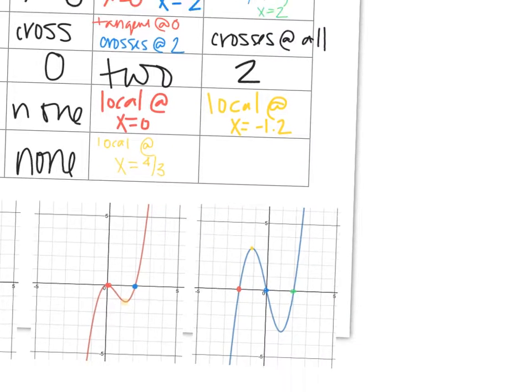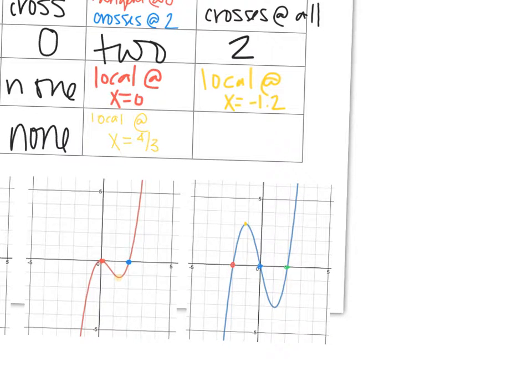Is there a global or local minimum? Local. And I'm going to tell you that one happens at x equals positive 1.2.